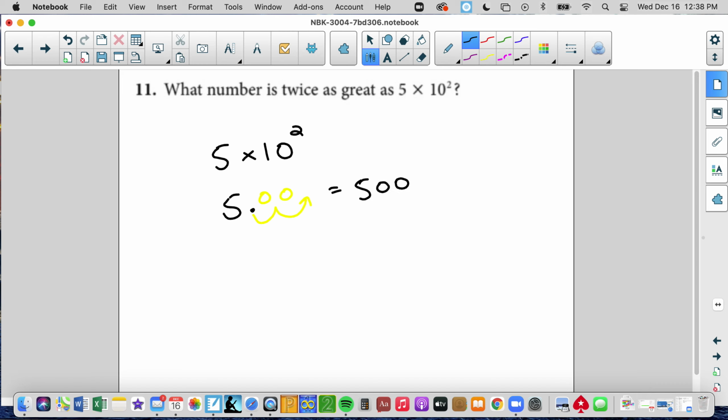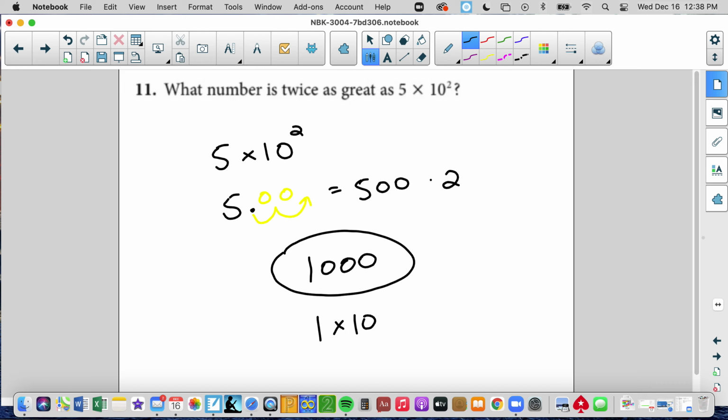What is twice as big as 500? 500 times 2 would give us 1,000. And we can write that as 1,000, or we could write it in scientific notation, which is 1 times 10 to the third, or you could see it as 10 times 10 to the second.